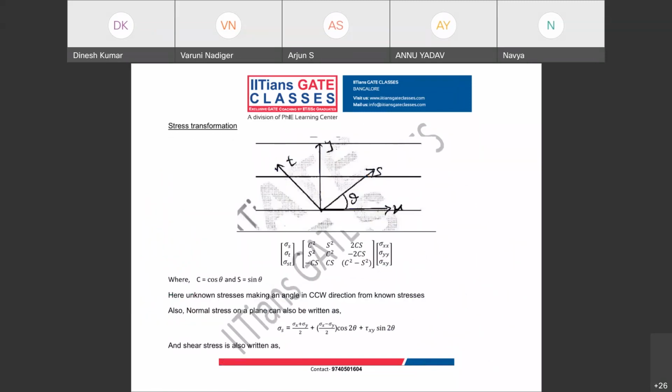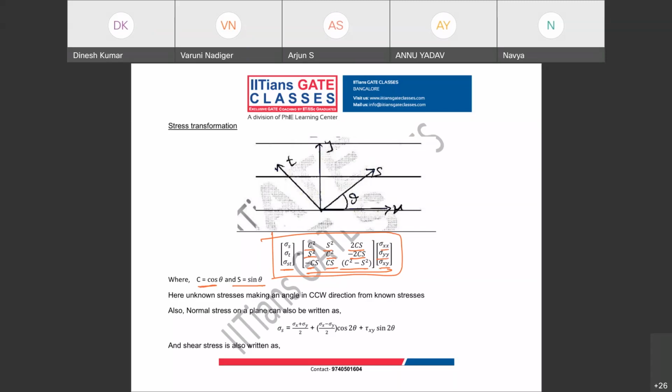Now guys, I will not do any derivation. I can always write sigma S, sigma T and sigma ST in a matrix form. So what is this matrix? C square, S square, 2CS; S square, C square, minus 2CS; minus CS, CS, C square minus S square; and it is multiplied by sigma XX, sigma YY, and sigma XY. Now guys, what does C mean? C means cos theta, S means sin theta.